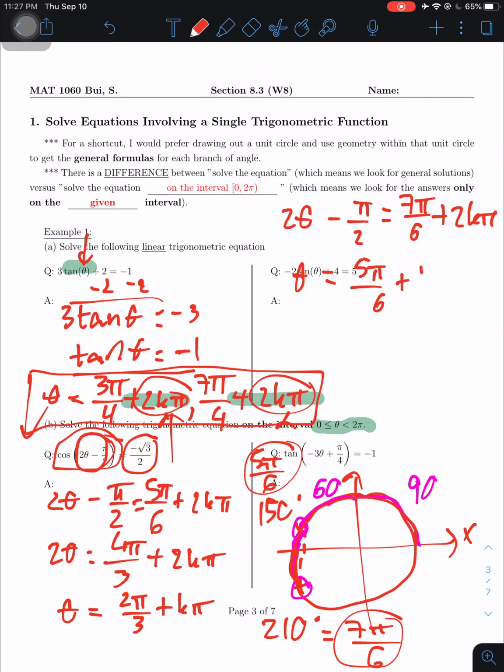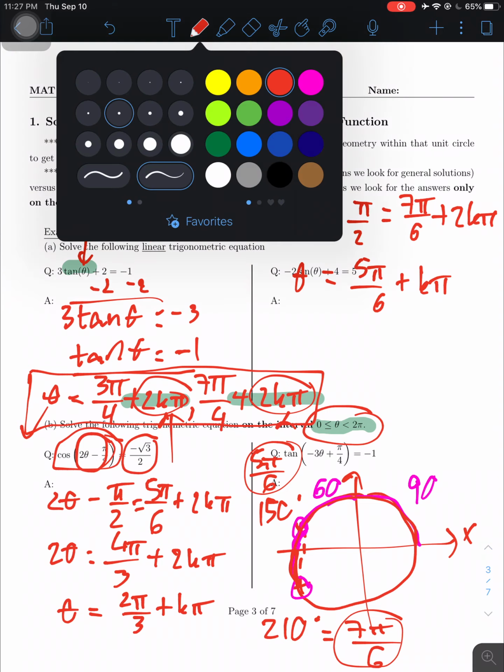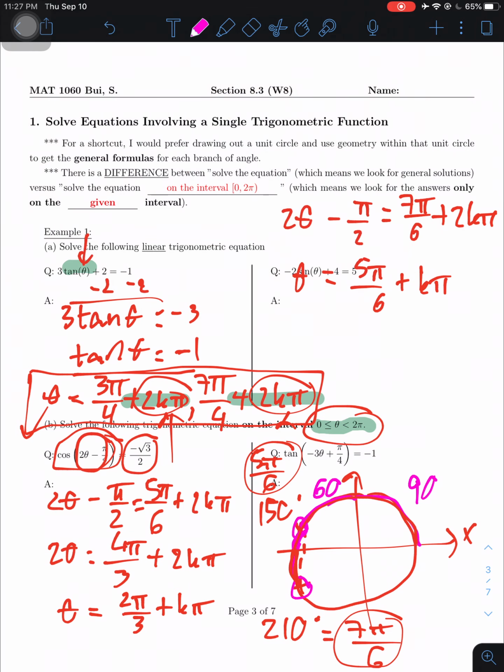Plus k pi. And remember, in both cases in here, k is just an integer, right? So it can be 1, 2, 3, 4, 5, and so on. Or it can also be 0, it can be -1, -2, and so on, right? So now we have to plug in the k values to make sure that the angle in here has to be within 0 to 2 pi, okay? So what we're gonna do is, let me separate it out because that's part 1, part 2.